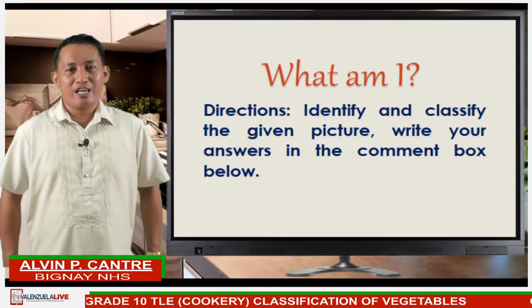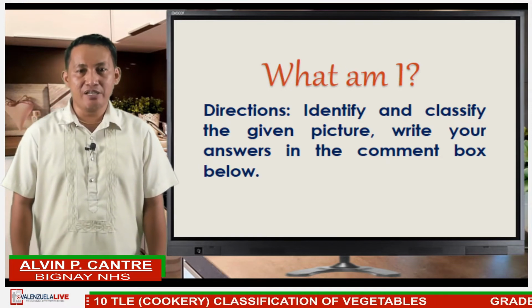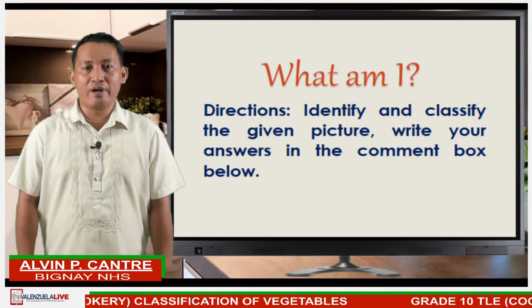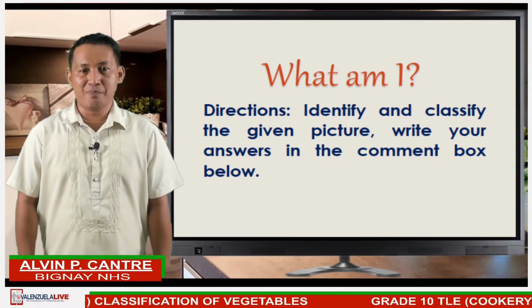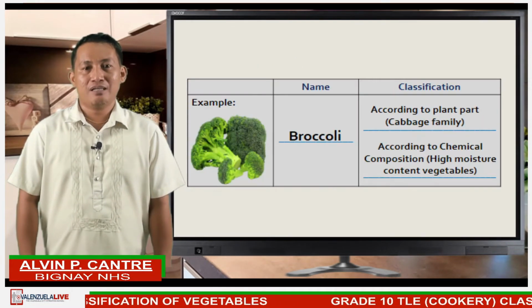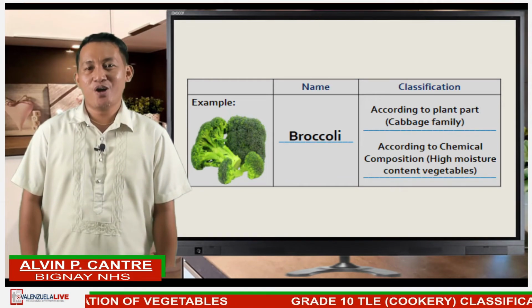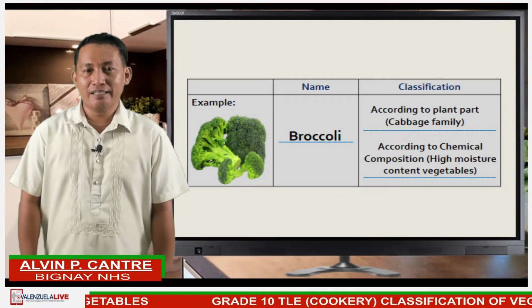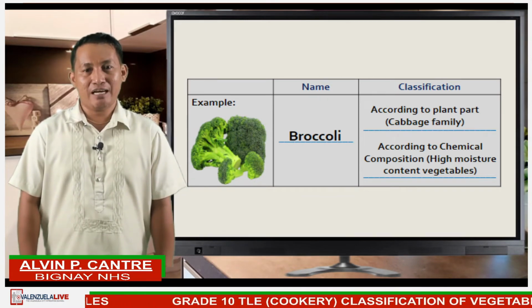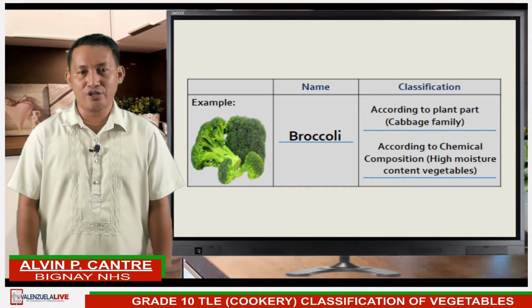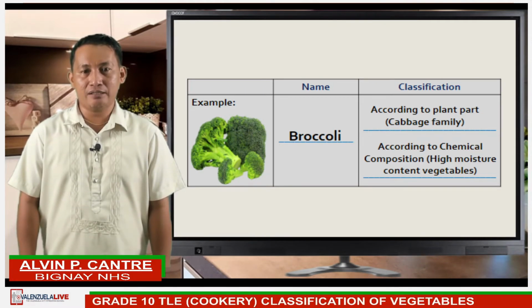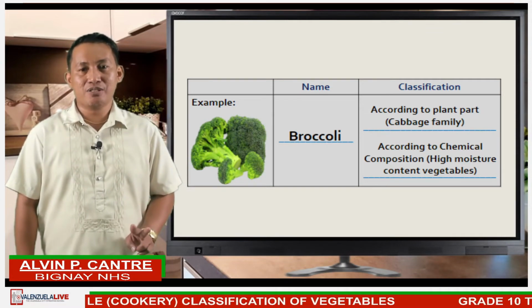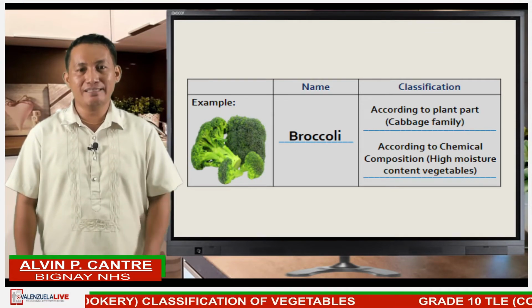What you will do is identify and classify the image or picture. Then write your answer on the appropriate column. An example is made for you. It is an image of broccoli. Its classification is according to plant part, and it's under cabbage family. Another is according to chemical composition, under high moisture content. Note, there are two possible answers, but you will just answer one.